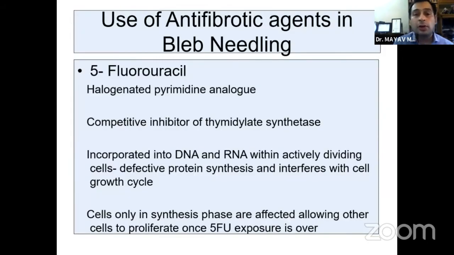Regarding antifibrotic agents, the most commonly used is 5-fluorouracil, which is a halogenated pyrimidine analog. It is a competitive inhibitor of thymidylate synthase. It gets incorporated into DNA and RNA of actively dividing cells, causing defective protein synthesis and interfering with the cell growth cycle. An important point to note is that only cells in the synthesis phase are affected, and other cells are allowed to proliferate once the 5-FU exposure is over.